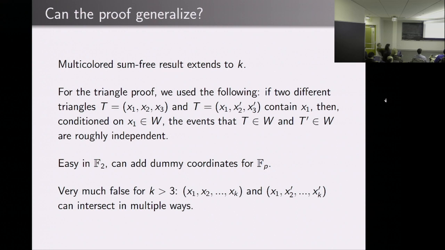What are dummy coordinates? What I meant is that you have triples in Fp^n, and you map them to Fp^(n+2), where you add (1, 0) to the first one, (0, 1) to the second one, and (-1, -1) to the third one, to make it tripartite. Then they become kind of independent linears. So the multicolored sum free result is tight for k. I'll get back to that later too.